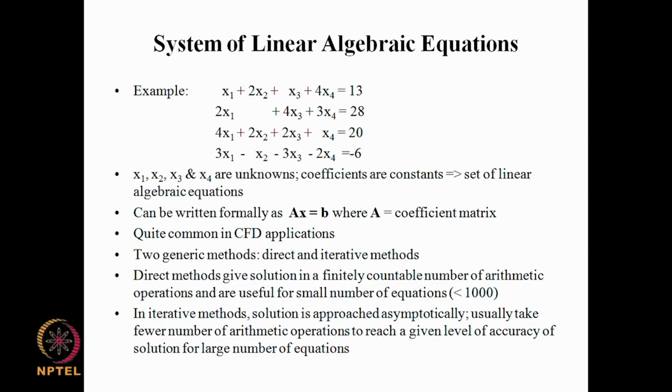And usually addition and subtraction take a small fraction of the time required for multiplication and division. So, when we look at the number of arithmetic operations that are required for a solution of Ax equal to b, we are usually interested in the number of multiplications or divisions, and it is these things that matter to us in terms of estimating the total computational time.